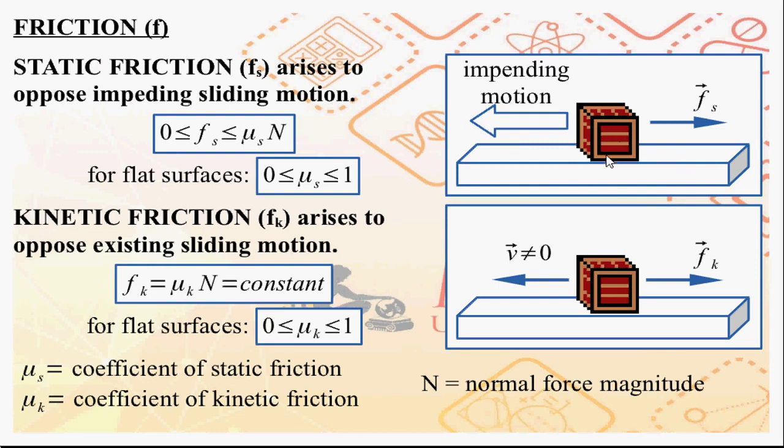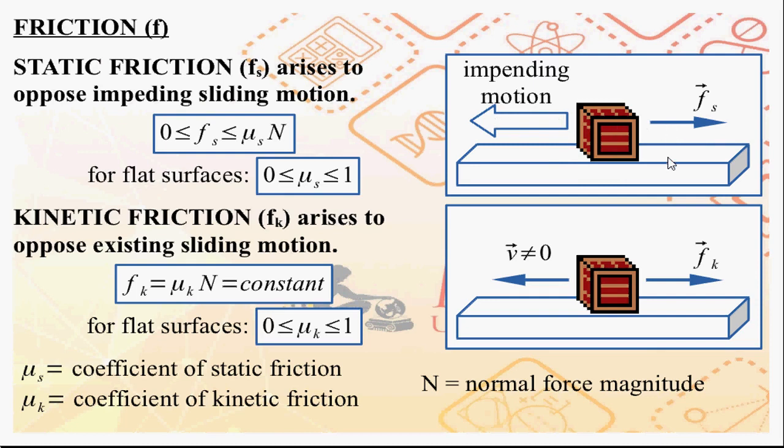It's just going to start moving. There is impending motion heading to the left. Static friction will arise to oppose that impending motion. Static friction will try to prevent the motion from happening. So F sub S is always opposite the impending motion. The direction is always opposite the impending motion.